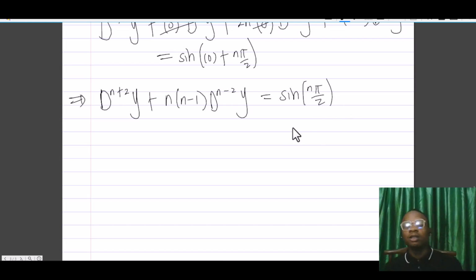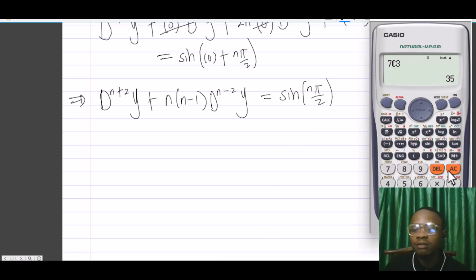So let's bring up our calculator and just see that for ourselves. Sine of n pi over 2. We just want to play around with this and see the behavior of sine of n pi over 2. So this is sine of pi over 2, which means in this case n is 1. If we put that in, we get 1.